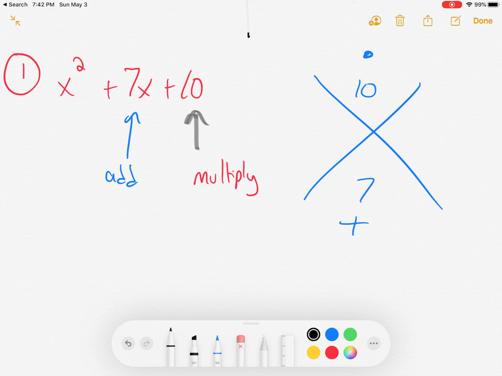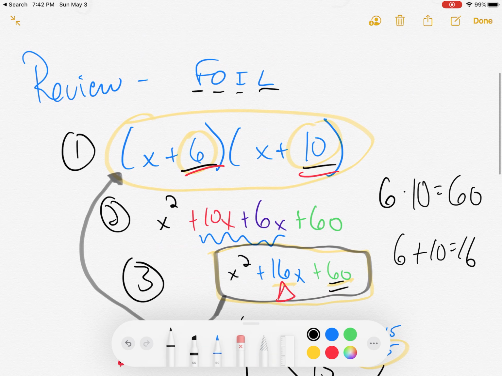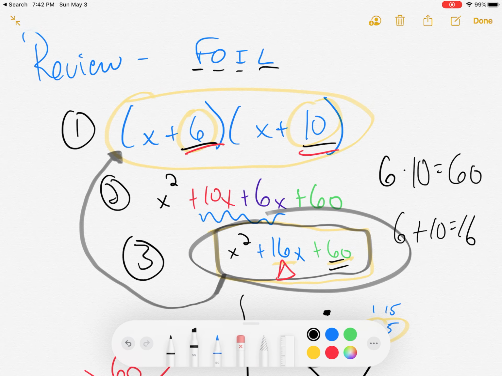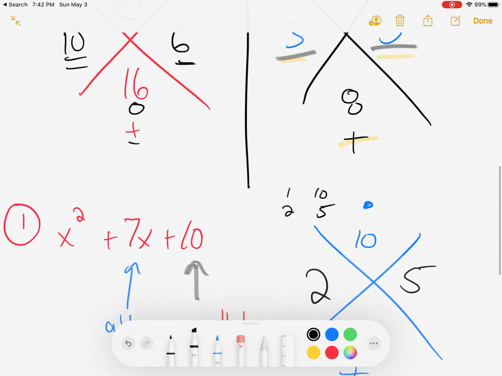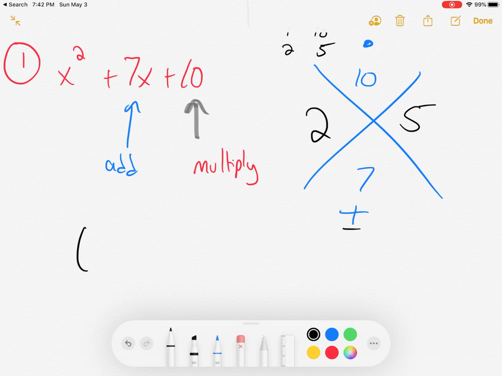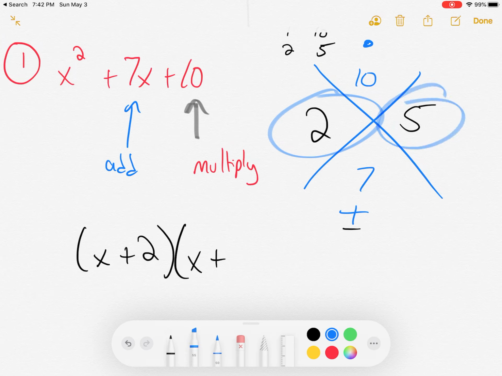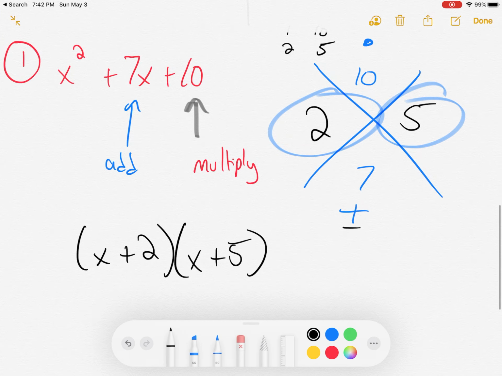Well, let's list out numbers that multiply to 10. There's 1 and 10, or there is 2 times 5. 2 times 5 is 10, and 2 plus 5 is 7. So now all we do is we're going to say, well, I want my answer. Again, I started with this, and I want to go back and make it look like the original. So my answer is going to look like this in the parentheses. I'm going to have x plus 2, and then you're also going to put x plus 5.